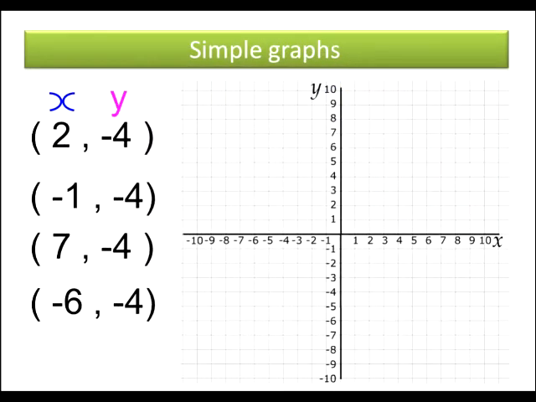So that's what simple x equals graphs are, and now we're going to have a look at the simple y equals graphs. So plot these again and look for a pattern.